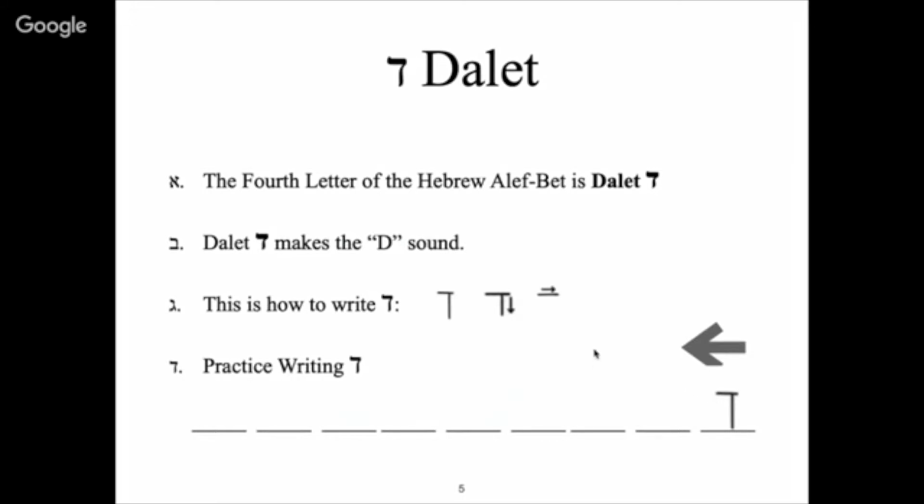And also make sure that top line is a horizontal line, because if it's slanted, that's another letter. You could actually make a mistake and be making two different letters, almost three. If you make it too short and it doesn't overhang, that's yet another letter. And if your vertical line is too long, it's another letter. There are like five mistakes you can make when you write a Dalet.